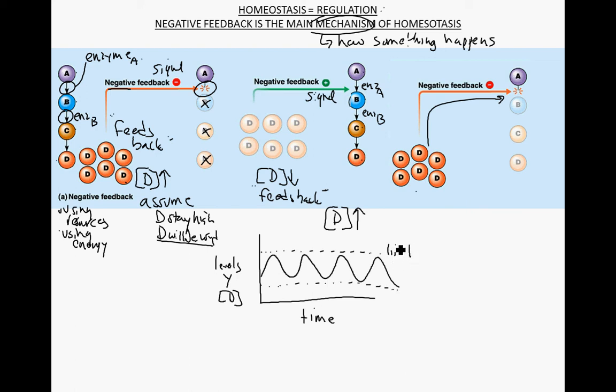There's an upper limit there, right? And then there's a lower limit here, and this concentration of D exists within a range.